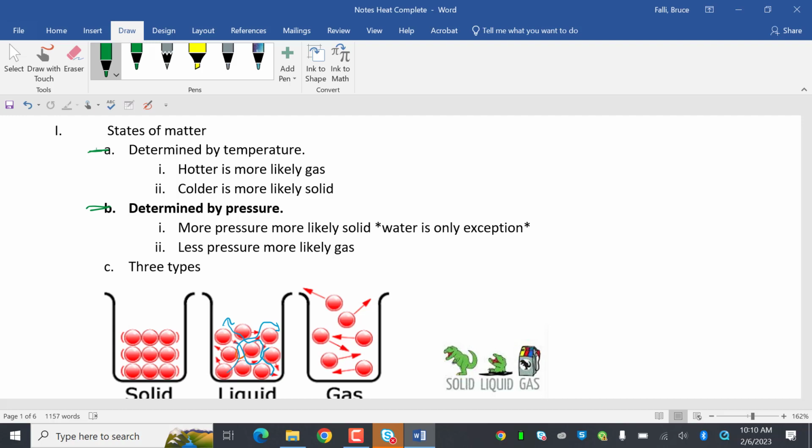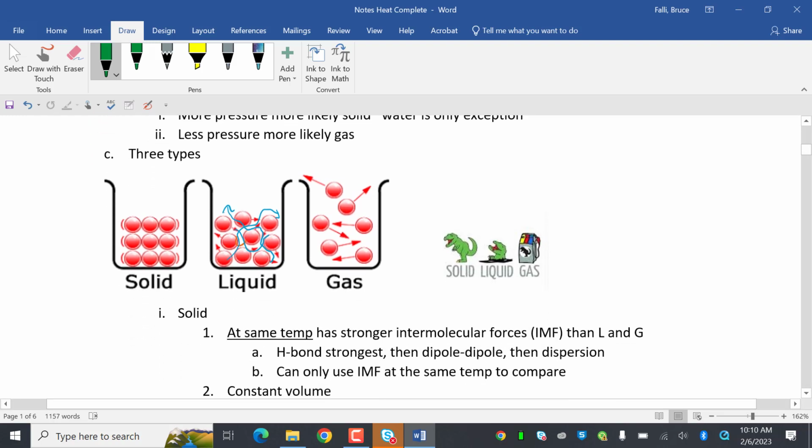Determined by pressure. More pressure means it's more likely a solid. Water is the only exception. We won't go into that much, but water is a different little dude. We'll talk about it in class, the weirdness of water. Less pressure means it's more likely a gas.